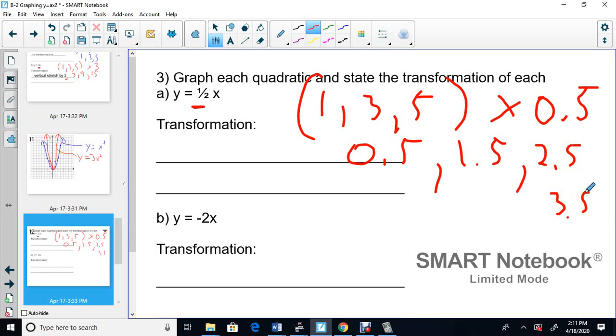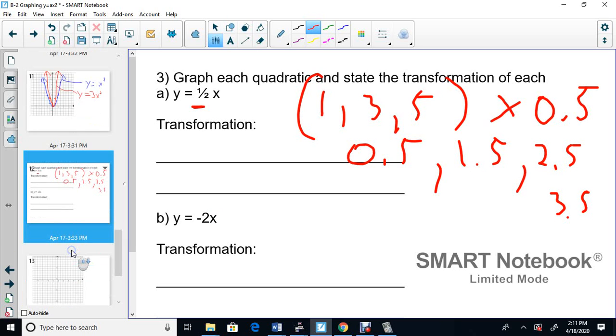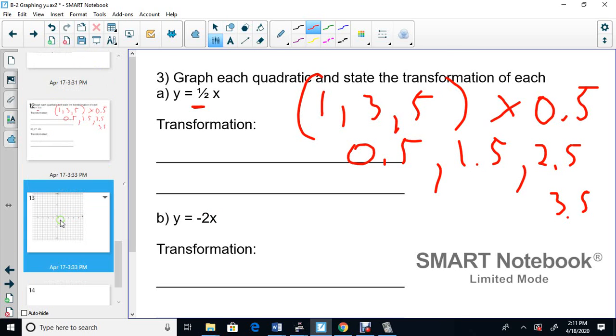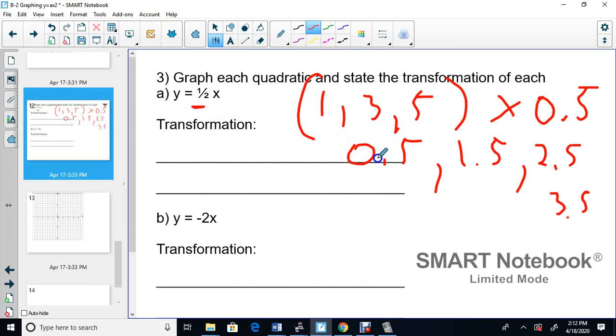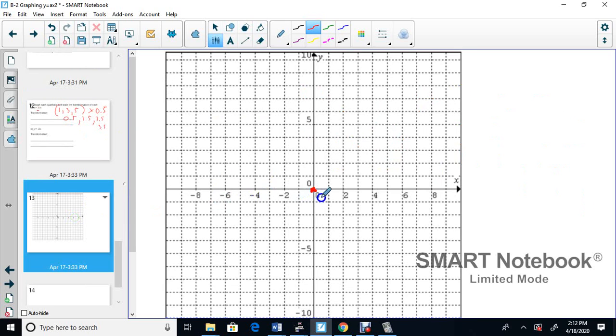Okay, let's go graph. So go to the graph paper here. We're going to start at 0 and put a little dot at 0. We're going to go over 1, and then you go 0.5. You've got to go half a square. So you put a dot at half a square right there. Then from that one, you go over 1.